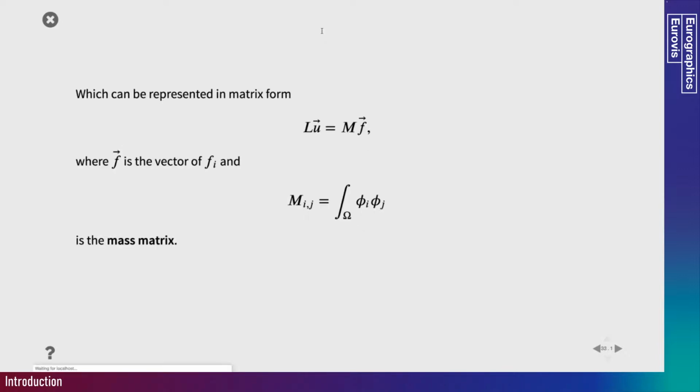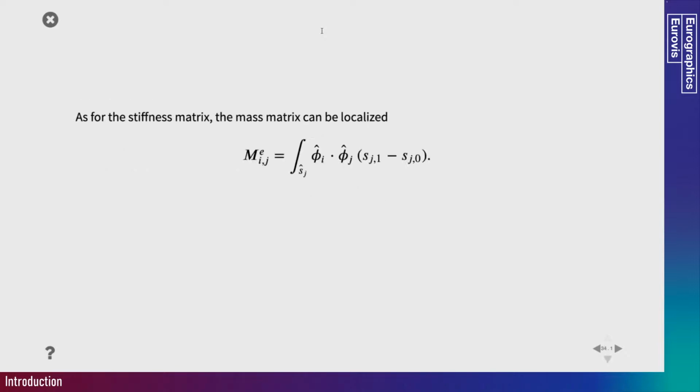And now we can use the same thing we had before, represent this in matrix form, so we have LU equal Mf. L is the matrix we had before, now we have a new M and f. So f is the vector containing the f_i, and M is something that's called in the literature the mass matrix, and it's just the integral of the product of the basis functions.